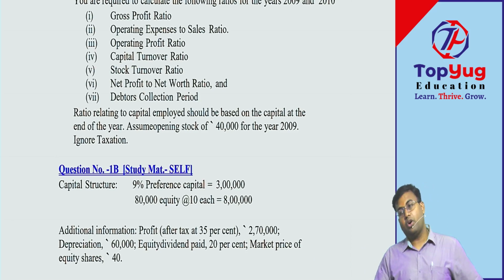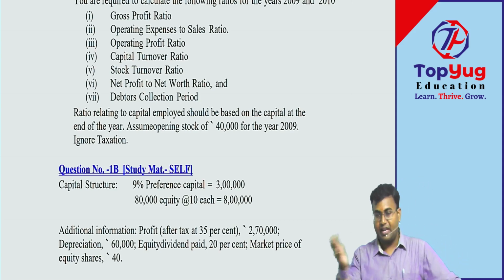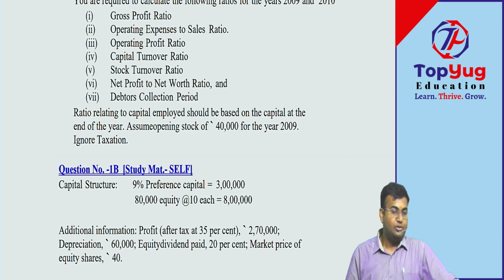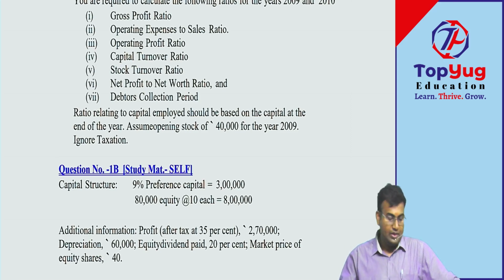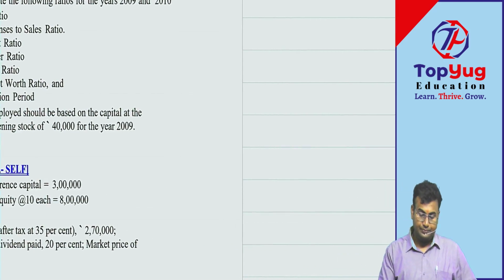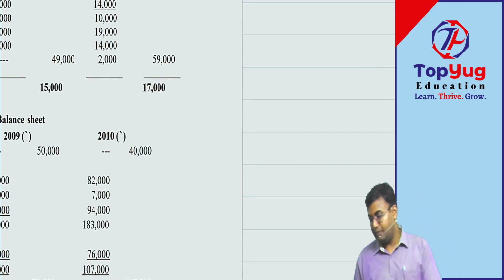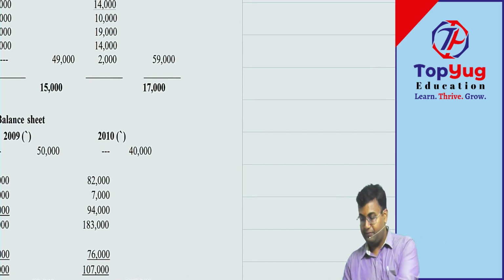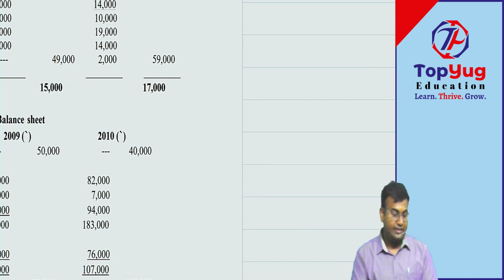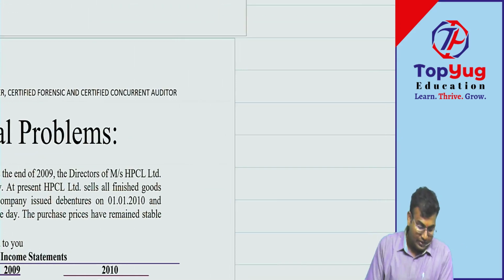That is, at the end of 2010 and 2009 respectively. Assuming the opening stock is 40,000 for which year? 2009. What is the opening stock for 2010? Closing of 2009 becomes opening of 2010. So you are able to complete the chain also, right? Are we all good? Can we start solving this problem with your permission? Yes, sir. I have a printout for my own self, so that I can see the numbers. Let's start.